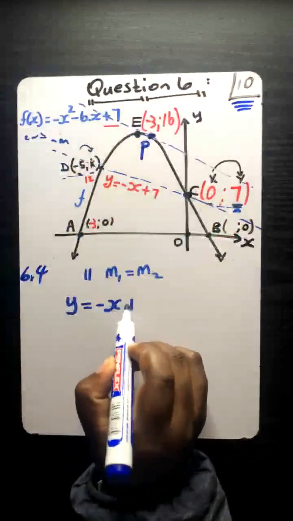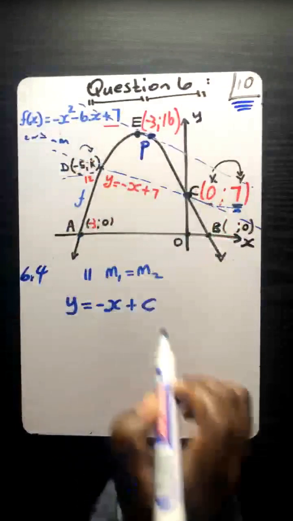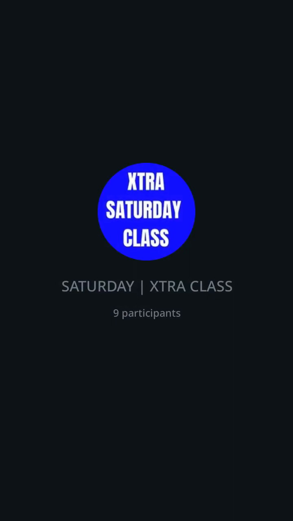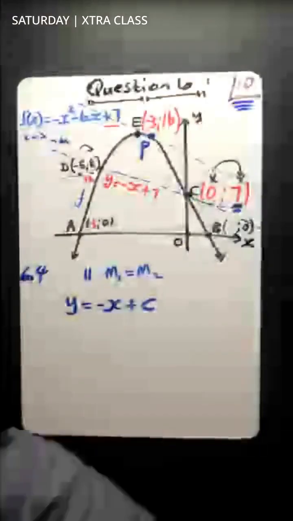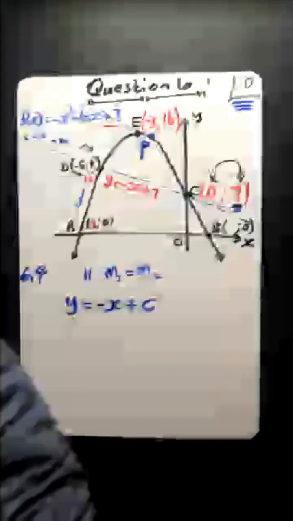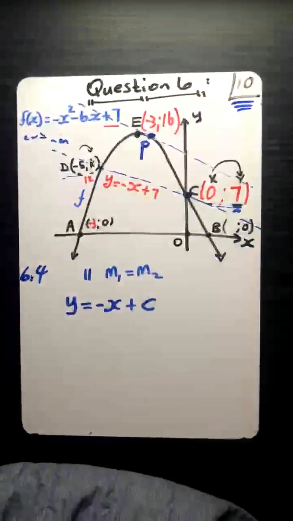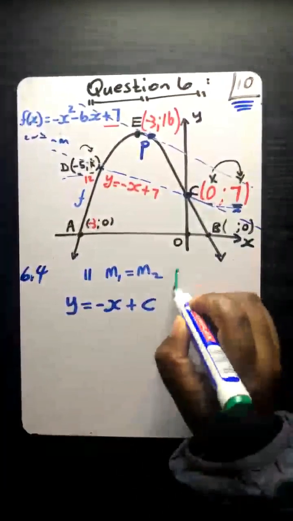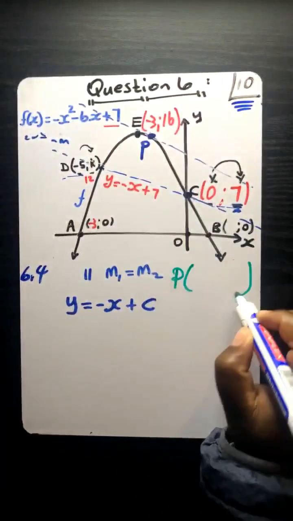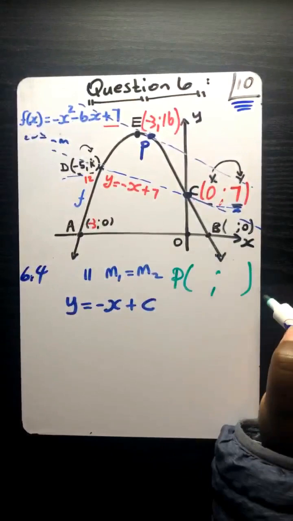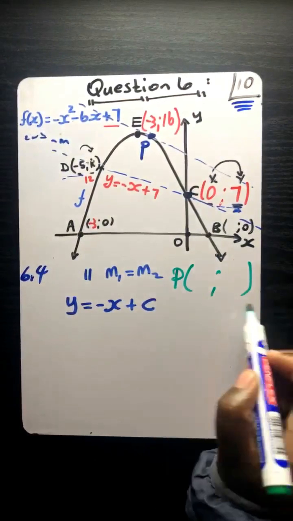But don't get lost or get too excited in answering the question. What exactly does the examiner want? They want you to determine the coordinates of P. So that means at the end of the day, you need to say P has got these coordinates. Very, very important, ladies and gentlemen, on that one.